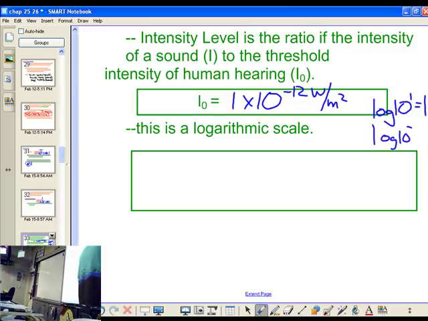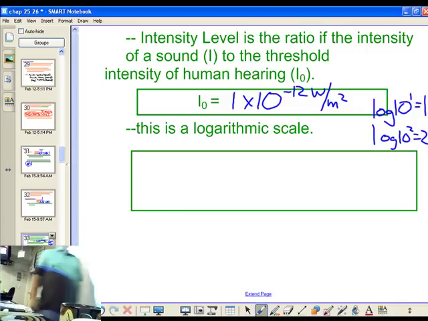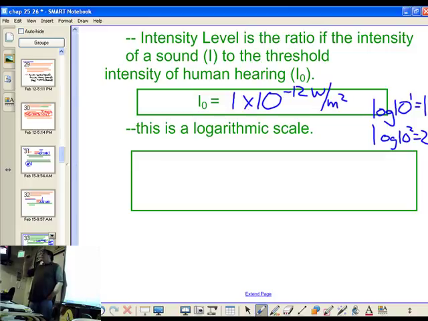Log of 10 to the second power is 2. Log of 10 to the third power would be 3. Remember, that's what it equals. It equals the power of 10. So if I go from 2 to 3, I haven't increased 1. I've increased 10 times. I go from 3 to 4, that's 10 more times. So if I go from 2 to 4, that's 10 times 10, or 100 times. Every time you go up.